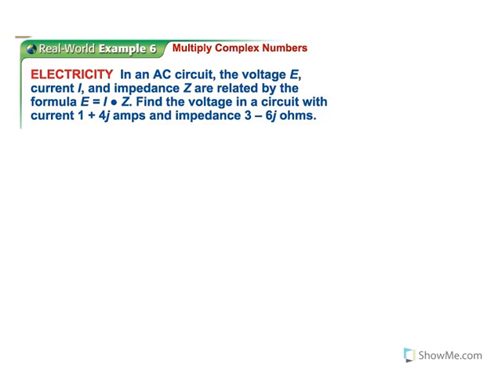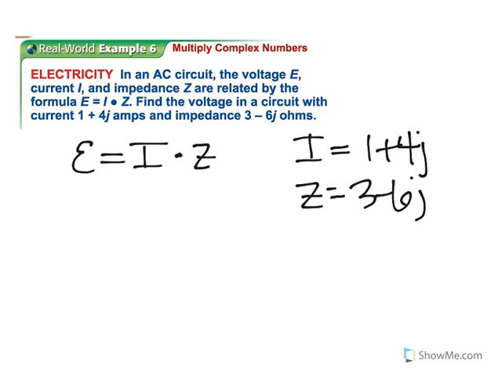Example 6. In an AC circuit, the voltage E, current I, and impedance Z are related by the formula E equals I times Z. Find the voltage in a circuit with current 1 plus 4j amps and impedance of 3 minus 6j ohms. So first we're going to write our formula down, and we're going to write down what we know. We know that I is equal to 1 plus 4j, and we know Z is equal to 3 minus 6j. So now we're going to plug and chug.